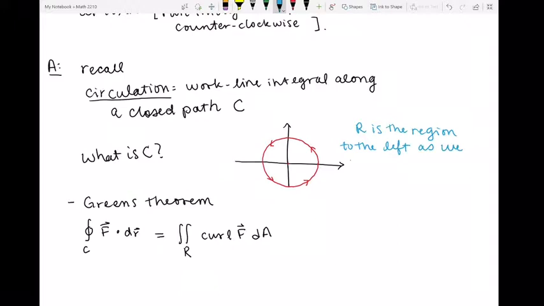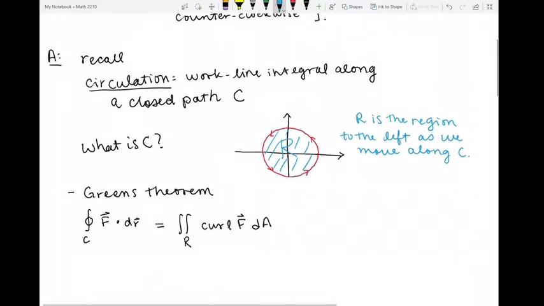Let me explain what that means. If you were going to walk along this curve right here, the region R is the area, or the little region, that is to your left if you're walking along the path or the contour. So in our case, this is the region R. It's the inside of the circle, right? That's the region R. Right, so this is our Green's theorem. Our region R is the inside of the circle.